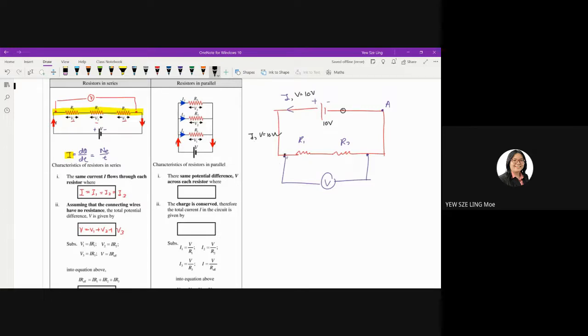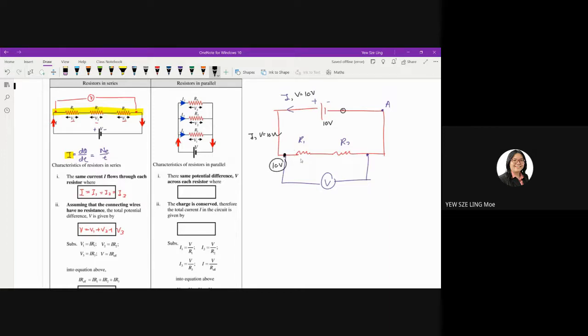And when you reach the junction at this point, this voltmeter will record the initial reading. And the initial reading, the potential when it is at this position, is still 10 volt. So now it records 10 volt at this point.